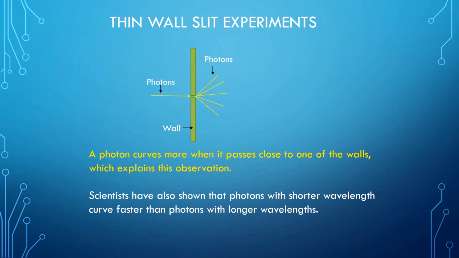Scientists have also shown that photons with shorter wavelength curve faster than photons with longer wavelengths. Of course, the wavelength of a photon is the distance the photon travels while it creates its two string cycles. It has no other meaning. This means photons of shorter wavelength create their full complement of anchors quicker than photons with longer wavelengths. For this reason, blue light curves faster than red light. This is identical to refraction.